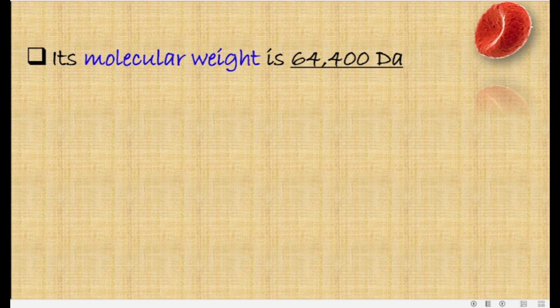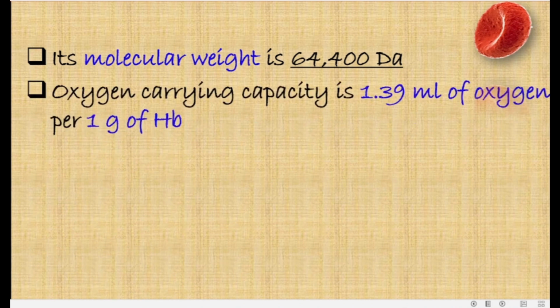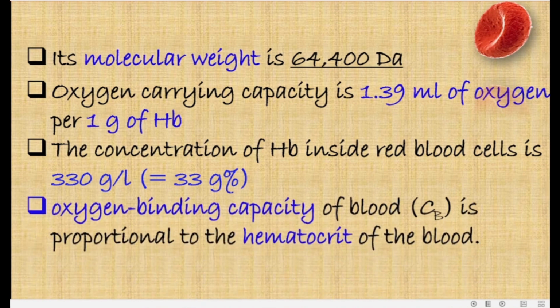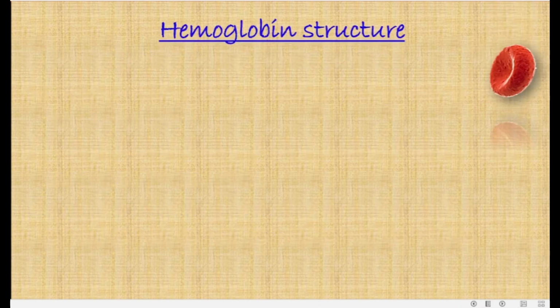A mature hemoglobin has a molecular weight of about 64,400 daltons, and 1 gram of hemoglobin has an oxygen carrying capacity of about 1.39 ml of oxygen. The concentration of this hemoglobin inside a mature red blood cell is about 330 grams per liter. The oxygen carrying capacity of blood is directly proportional to the hematocrit level.